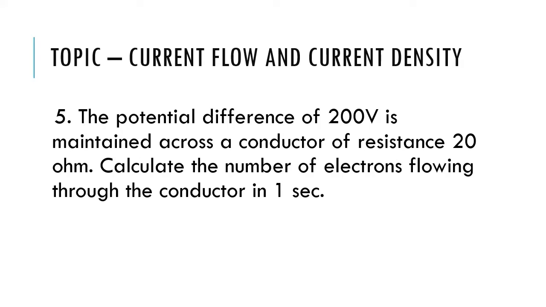Topic: current flow and current density. Fifth numerical. A potential difference of 200 volt is maintained across a conductor of resistance 20 ohm. Calculate the number of electrons flowing through the conductor in 1 second.